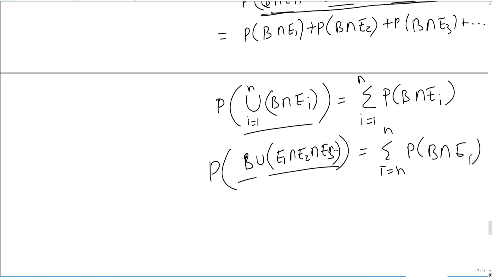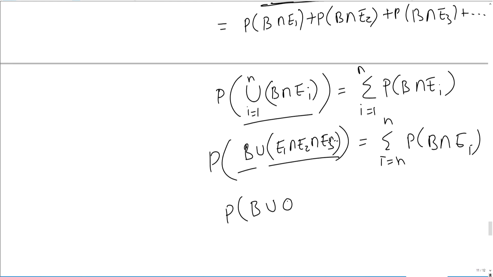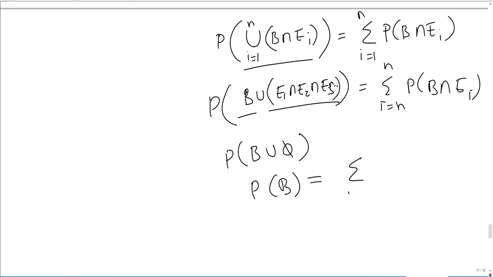Well, all these events are mutually exclusive, right? We have seen this property already. So, their intersection will be an empty set. So, what that leaves us with is B union an empty set, which is basically B, only event B. So, probability of event B is given by summation of probabilities of B intersection Ei, right, where Eis are mutually exclusive and exhaustive events. Okay.